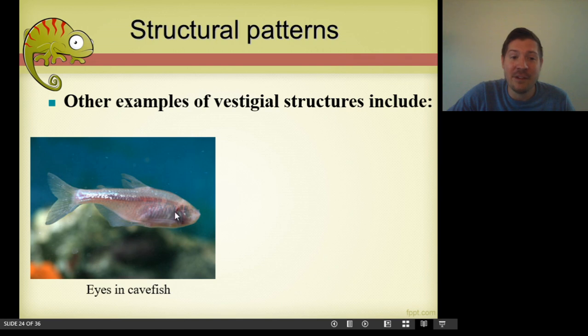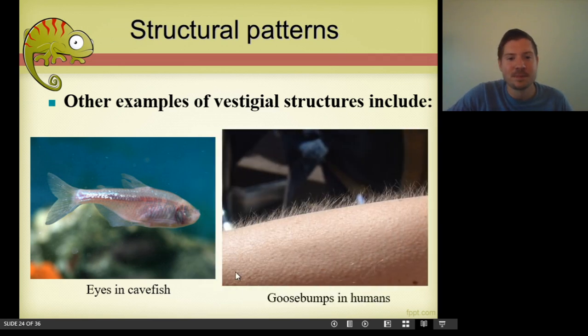Other ones, cavefish, have eyes, despite the fact they live in caves that are completely dark and eyes won't serve any purpose. But they evolved from an ancestor that had eyes and used them, and over time their eyes may have gotten pretty bad, but it doesn't matter, they still are there because they evolved from an ancestor with eyes.